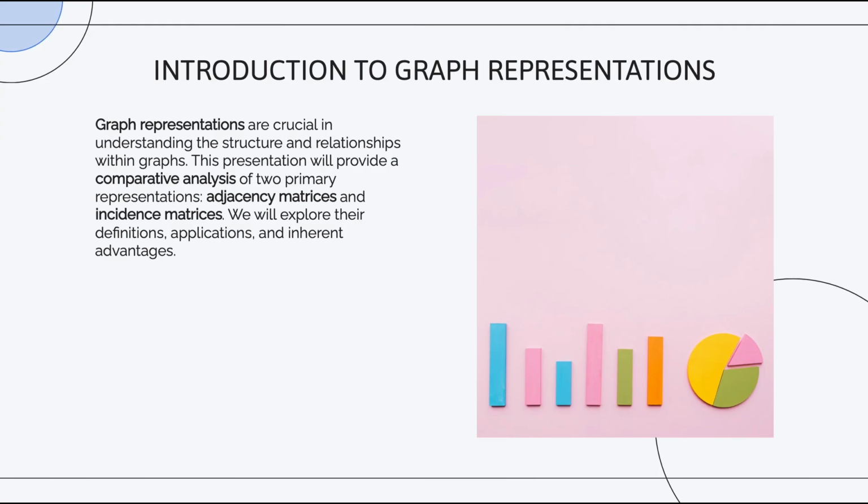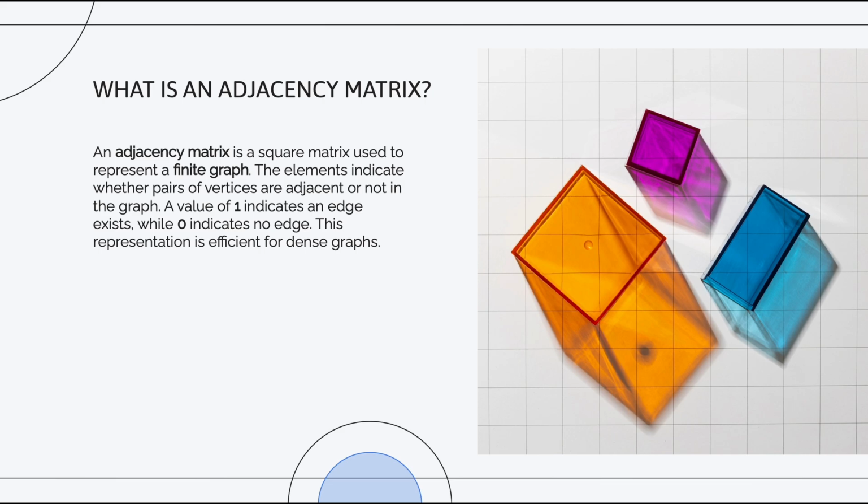Graph representations are crucial in understanding the structure and relationships within graphs. These provide comparative analysis. We discuss two types of representations in this video. One is using adjacency matrix and another is using incidence matrix. And we'll also discuss the applications and advantages.